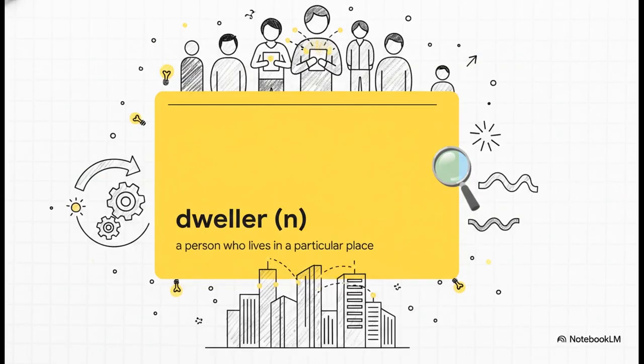And what do you find in these hubs? People, of course. And a slightly more formal, more academic word for someone who lives in a place is a dweller. So you might talk about city dwellers or urban dwellers. It's just a nice alternative to resident or inhabitant.